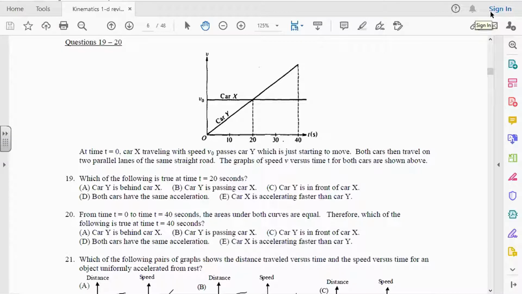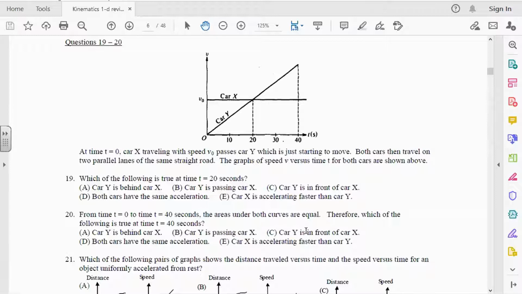It's telling us that the areas are equal. I have to interpret that the areas represent the total displacement from the beginning. So if at that point car Y and car X are in the exact same position, we know A can't be true, that car Y is behind car X, so that one's out. Car Y is passing car X? If we look at the graph, at 40 seconds car Y is moving faster than car X. So if they're in the same position, car Y is moving faster, so car Y would be passing car X. So this is true, but let's look at the rest of them just to make sure. Car Y is in front of car X.